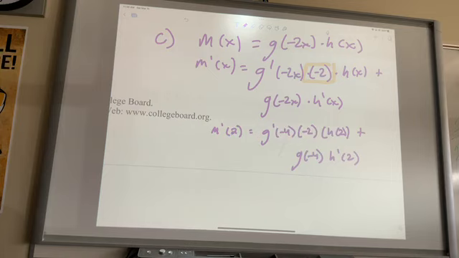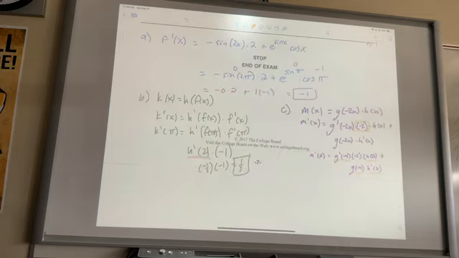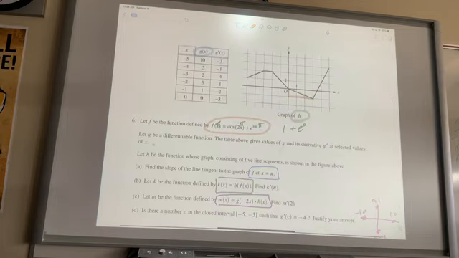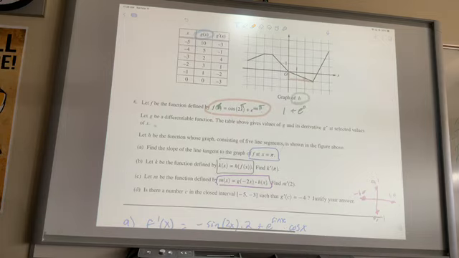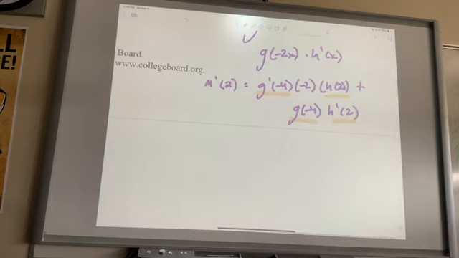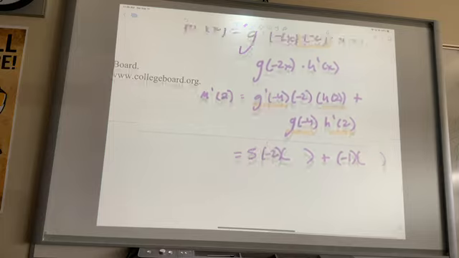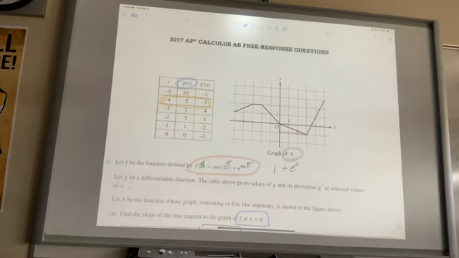But it doesn't actually give you anything. G was on the table, right? And h was on the graph? Yeah, but it doesn't really give you a good solid value. G of negative 4 and g prime of negative 4 are right there, so it's 5 and negative 1. Okay, h of 2 and h prime of 2. g of 2 is negative 1.